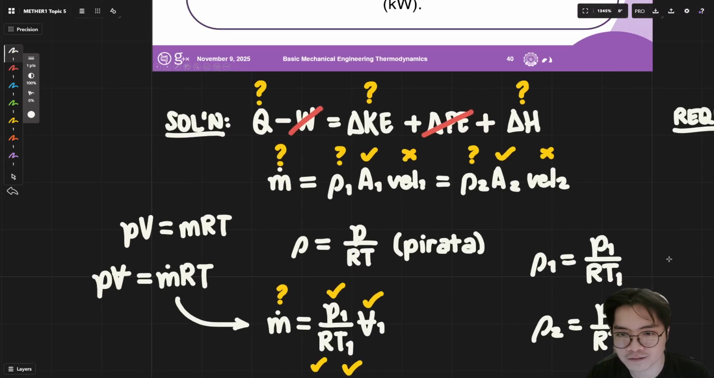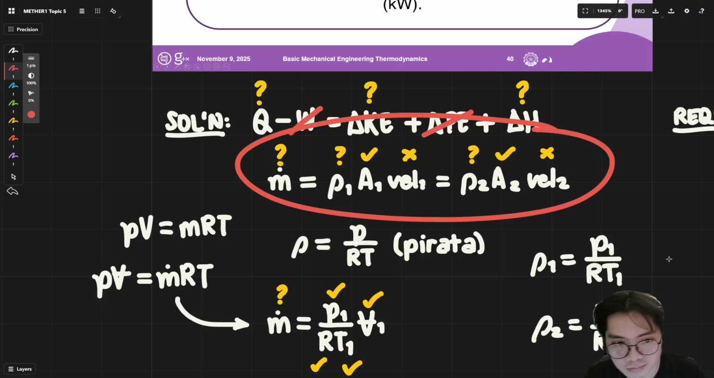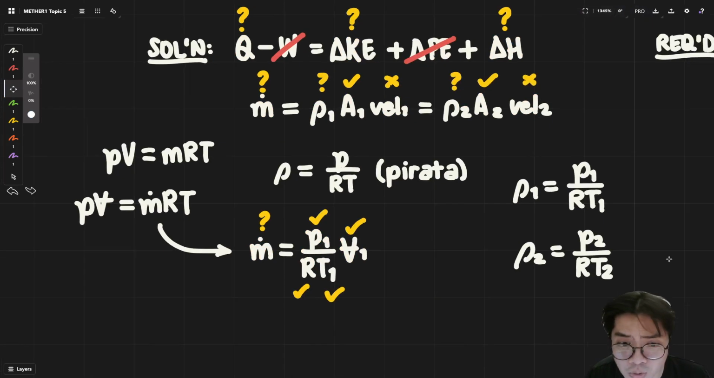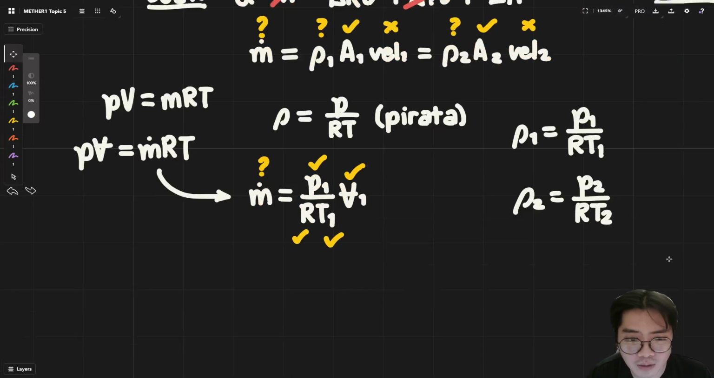Say for example, someone might get their answer from the continuity equation. Okay, that's good. Someone else might get their answer from just saying, you know what, if PV equals mRT, then PV slash is equal to m dot RT. That's also completely fine. And so now we can just solve for this.